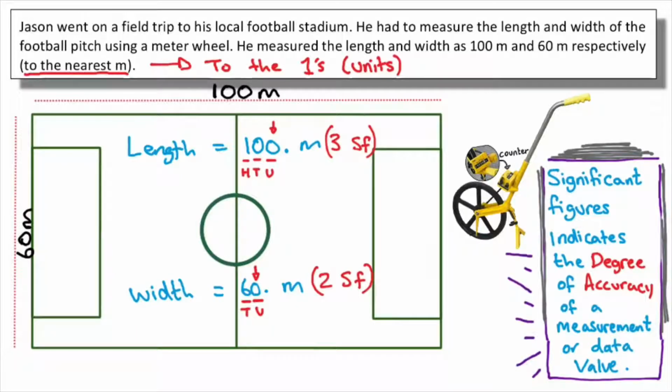So significant figures indicate the degree of accuracy of a measurement or data value. The fact that the length has been measured to the nearest meter indicates that even though it's 100 and these are zeros, it could have been 101. But we know that Jason has measured it all the way to the nearest meter, hence 3 significant figures.